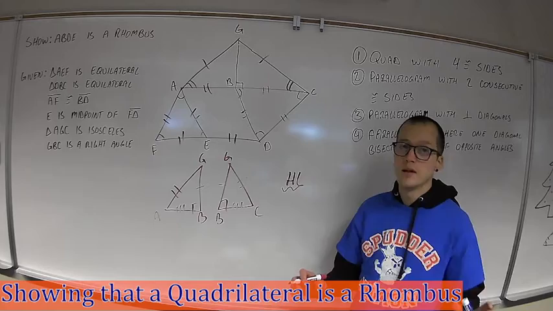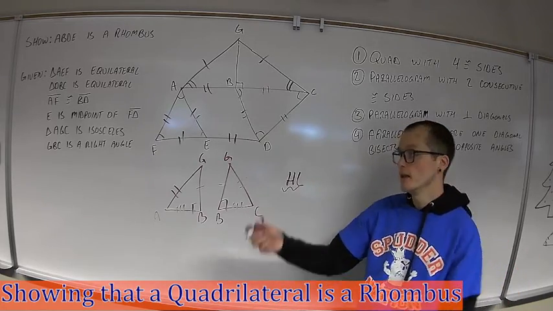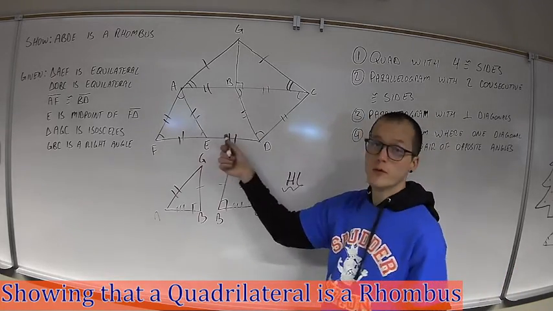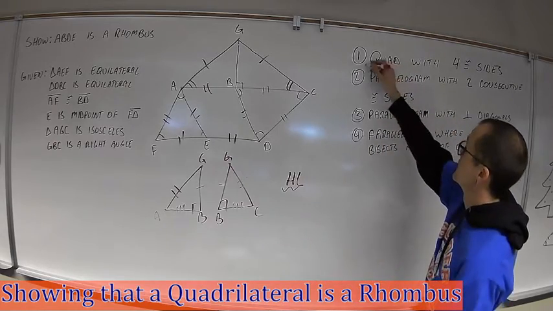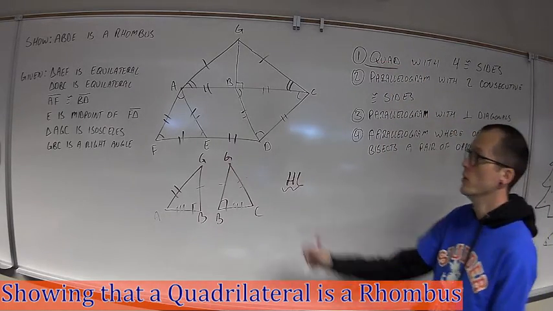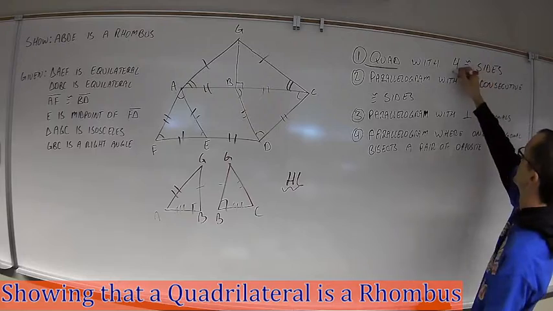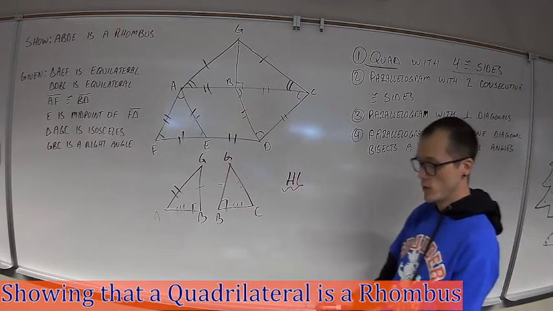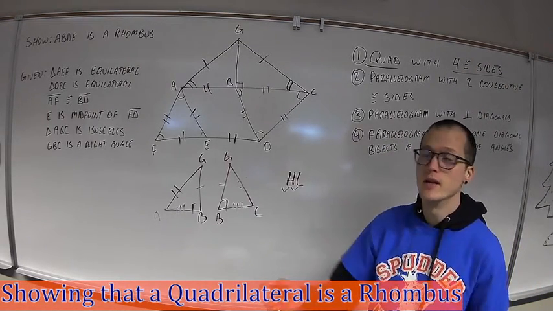We still haven't shown independently that it's a parallelogram, but because it's a shape with four sides, that satisfies this chunk. It's definitely a quadrilateral, and they're all the same length, so it's definitely got four consecutive sides. So we can now say this is definitely a rhombus.